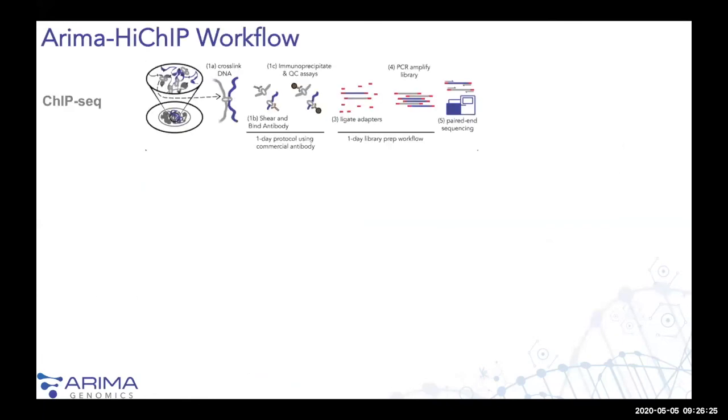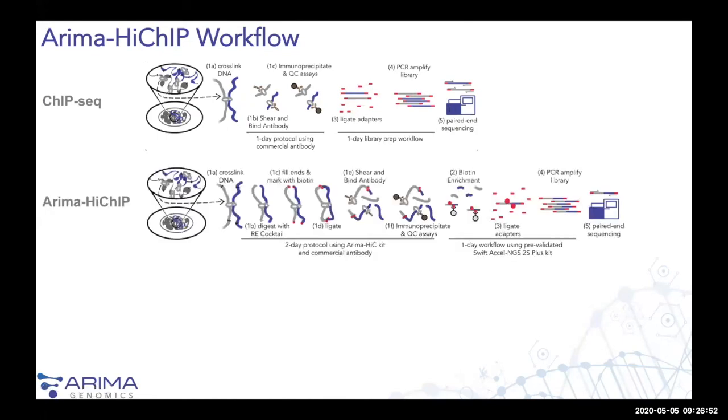Now, lastly, we'll go into HiChIP. Similar to how I introduced Capture-HiC, to introduce HiChIP first: in a typical ChIP-seq experiment, you have your cross-linked cells, you shear that chromatin, you add your antibody, you do your IP, shown here, and then you do your library prep and sequence.